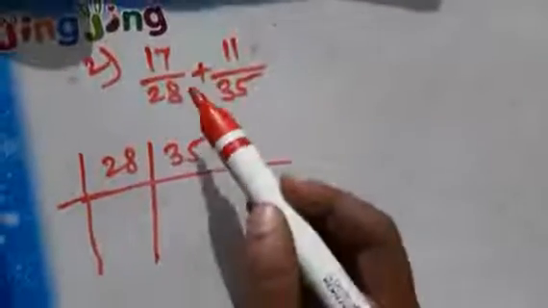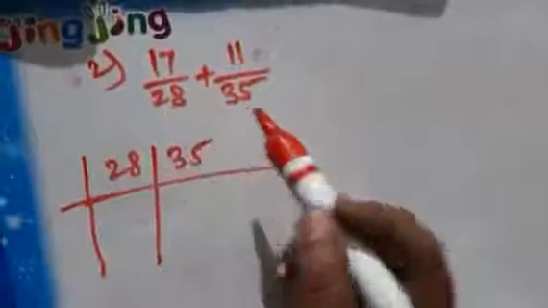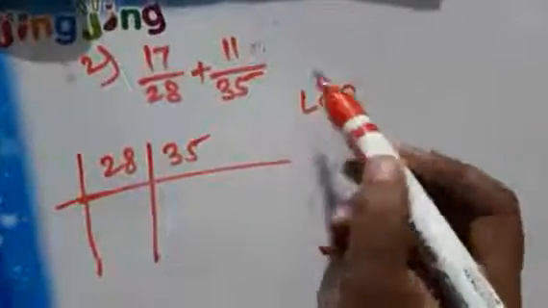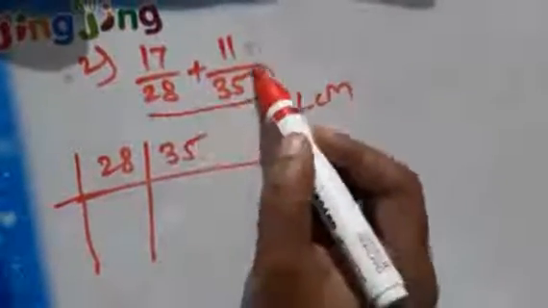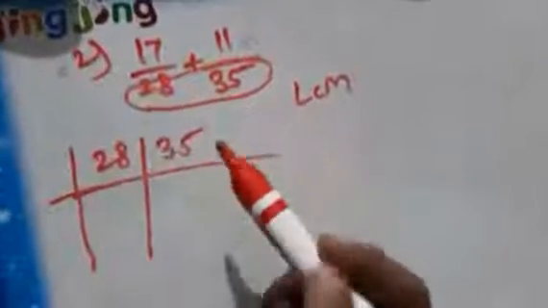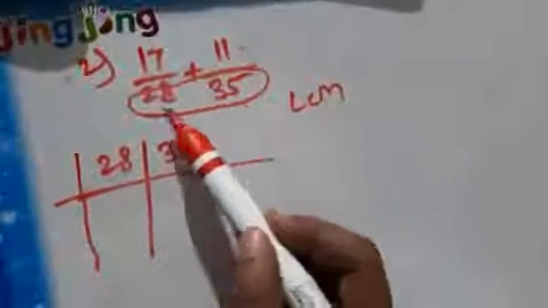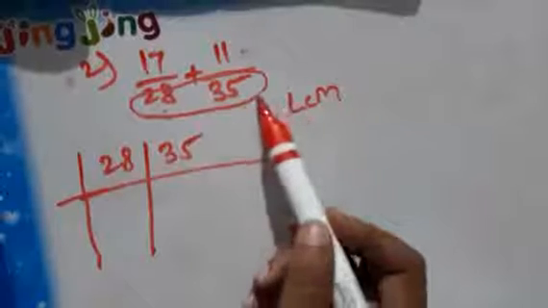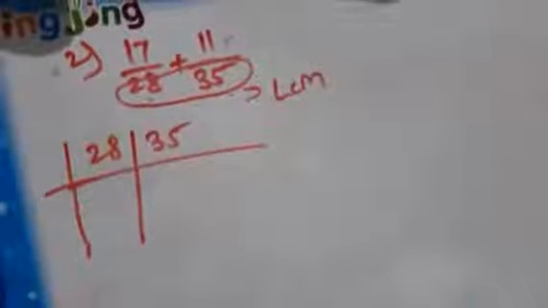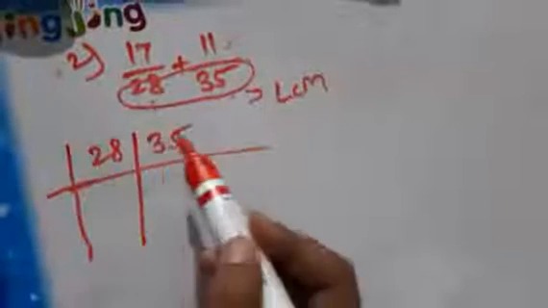So here we will find the LCM of the denominators of both the numbers. The denominator numbers are 28 and 35, so we will find the LCM of these two numbers. Why only LCM do we have to find? Because LCM is nothing but the least common multiple, meaning it is the minimum number which is common between these two numbers.